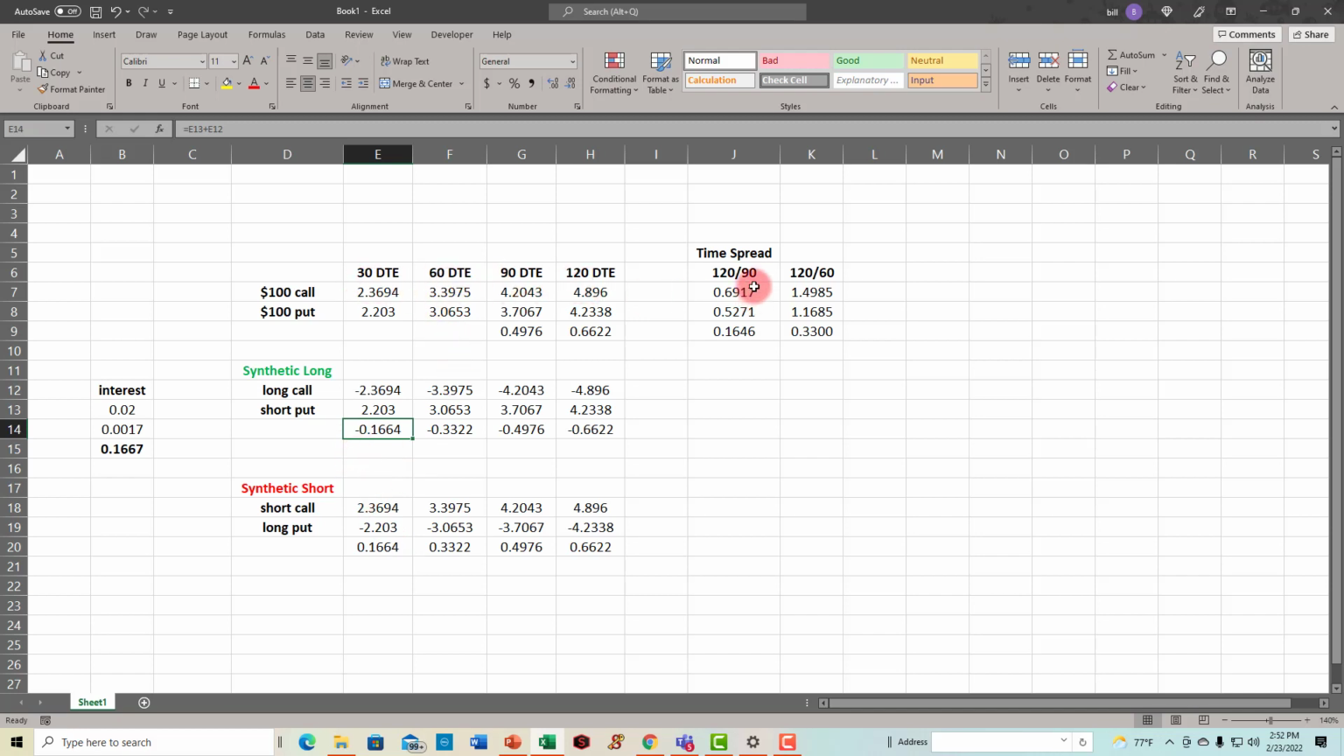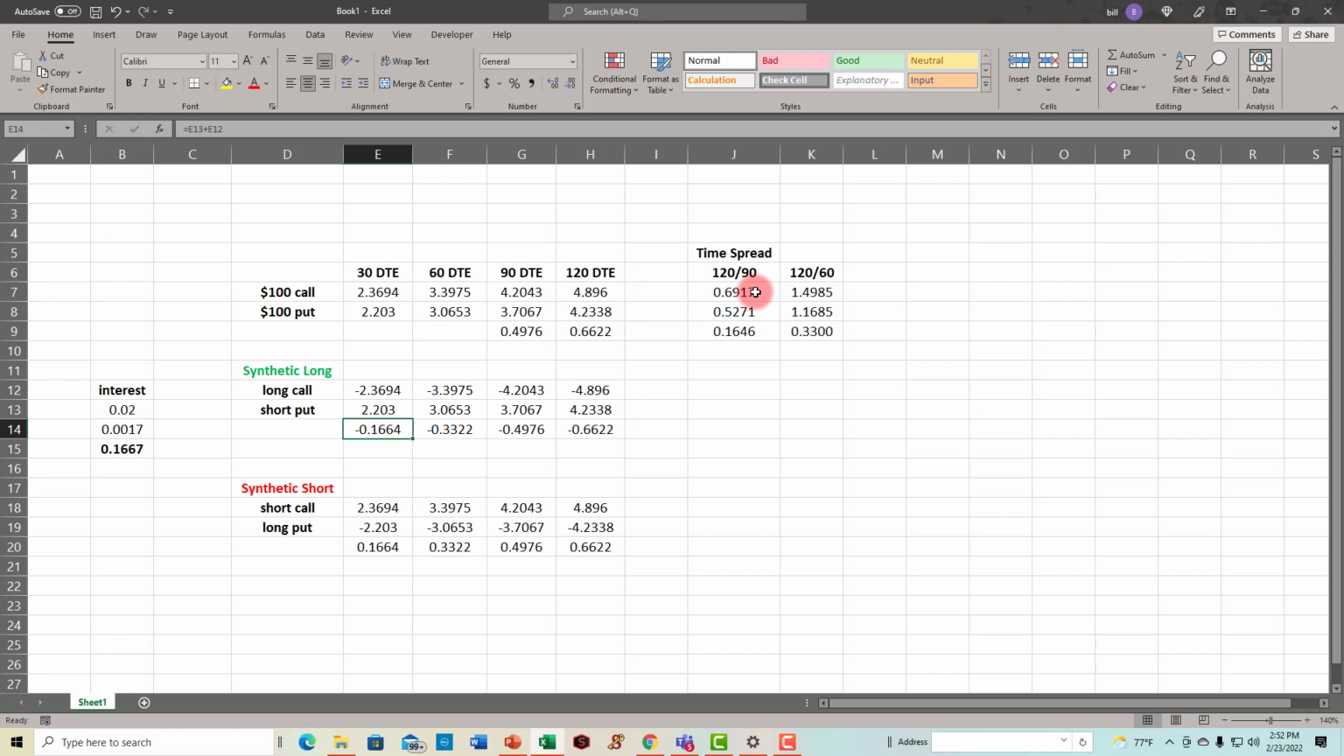Let's look at the time spreads. If I buy the 120/90, now this notation means that you are long the first number and short the second. So you're long the 120 call and short the 90. That means you would be paying about $4.89 and receiving $4.20. It's going to cost you 69 cents.